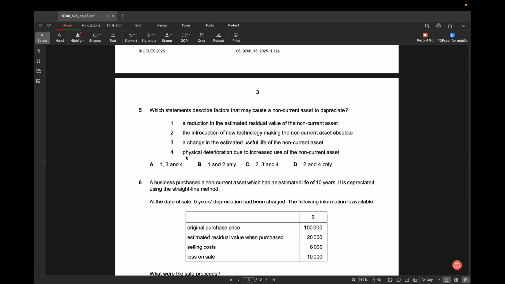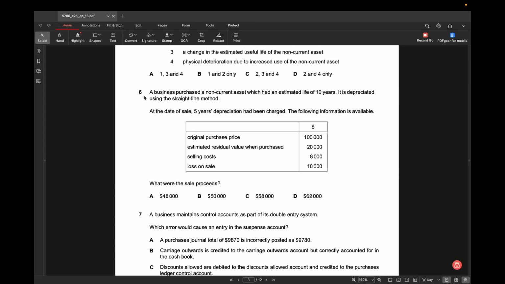And the last one is physical deterioration due to increased use of the non-current asset. So physical deterioration is wear and tear of the assets. So these two are the causes of depreciation. 2 and 4. For 5, 2 and 4. D. D is your correct answer.